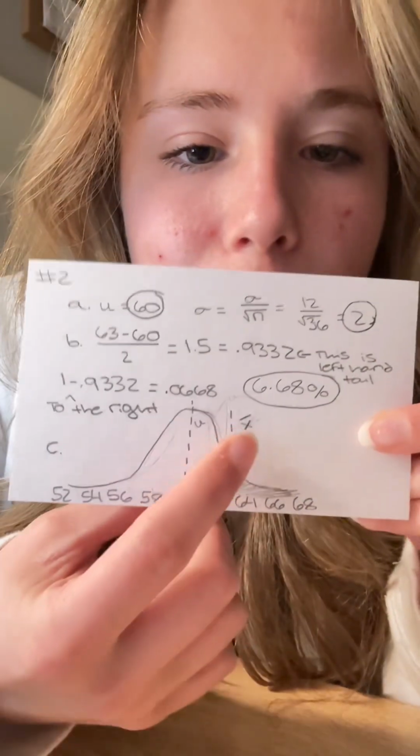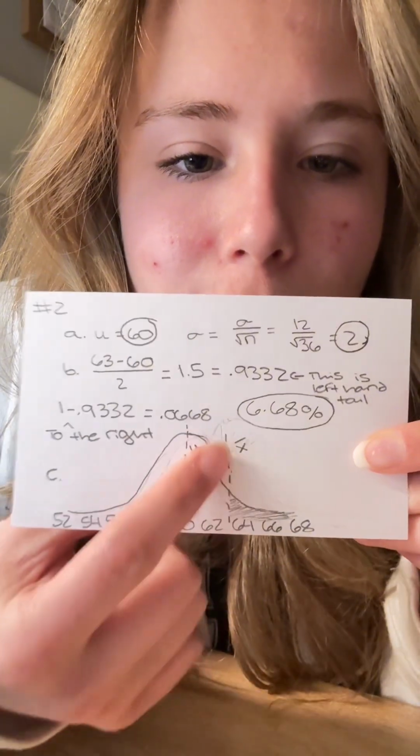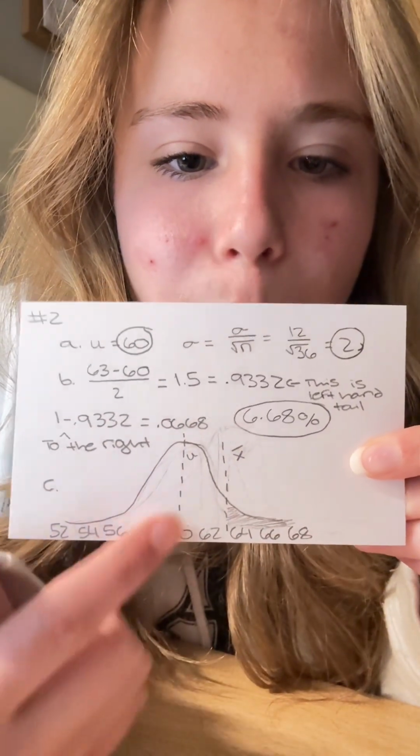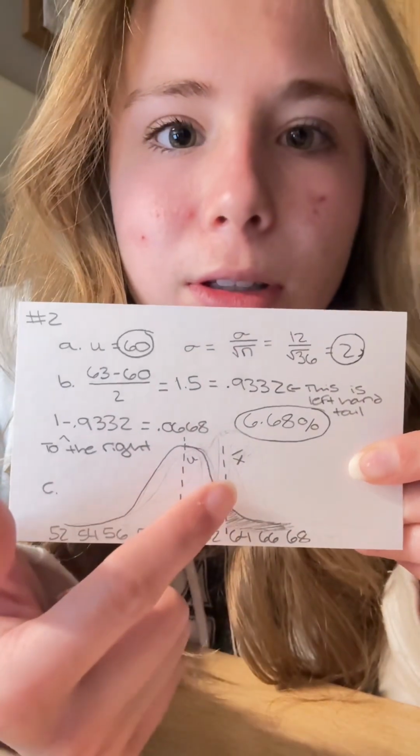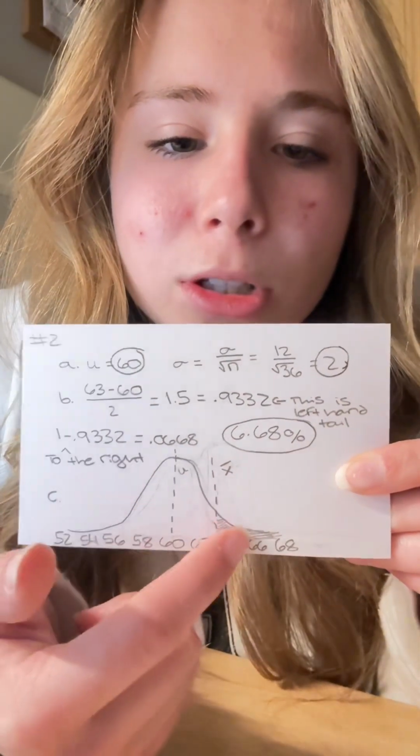But this is all the left-hand tail. So you're going to have to subtract it from 1 to make it right-hand, and that's going to be 0.0668. So it has a 6.68% chance that a sample mean is greater than 63. And then what this is going to look like is this right here. So this at 63 is a sample mean. This is the population mean. So all that is to the right of the sample mean, that's going to be the shaded in area because it's greater than 63.